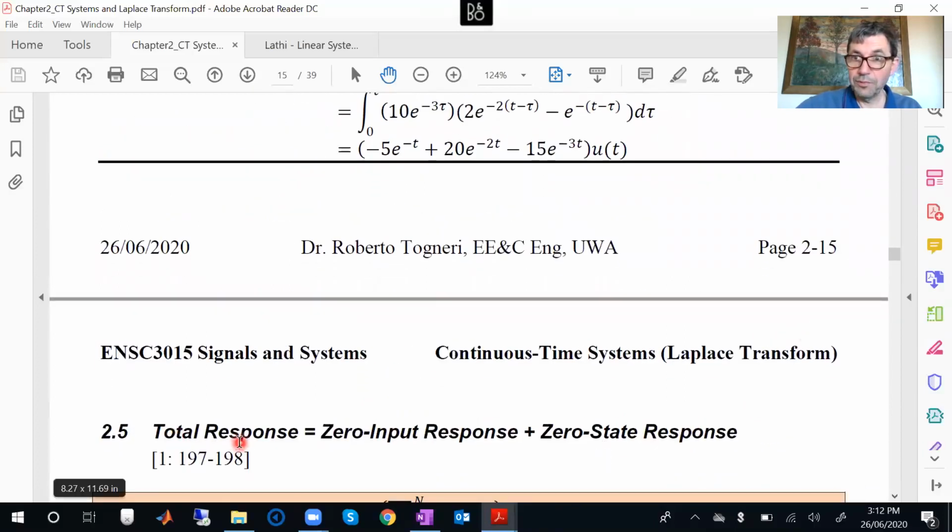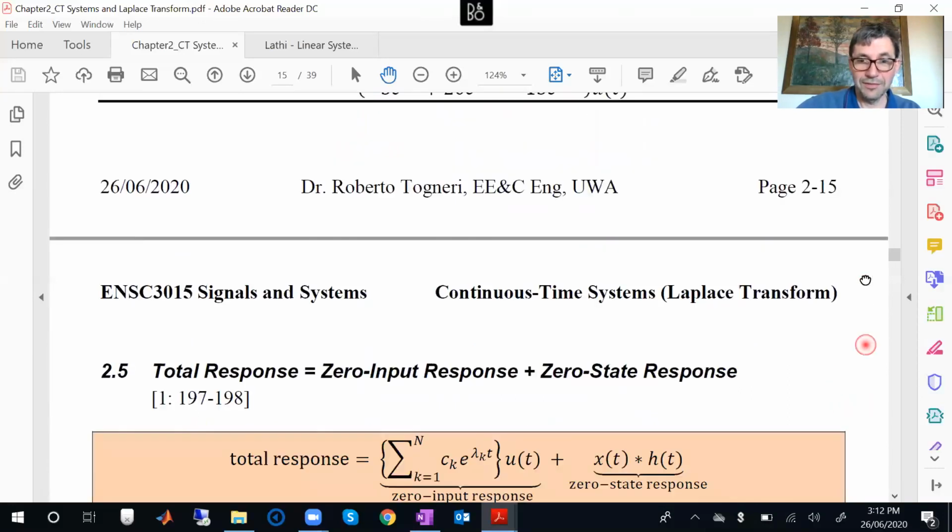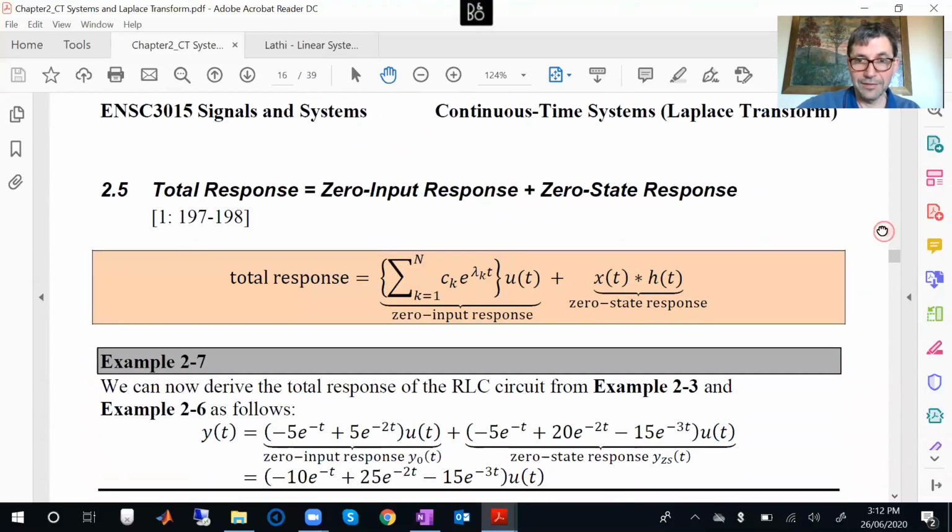Remember? Total response is equal to zero input response plus zero state response. And you see that here. And what we'll do now, just to finish off, is do exactly that. Work out the total response and then show some of the connections between the zero input and the zero state. So, after all is said and done, the total response now is just, for this problem, that. It's equal to the zero input response plus the zero state response.